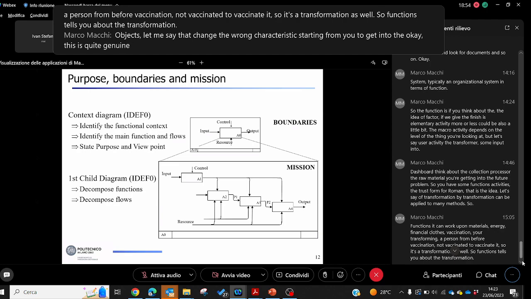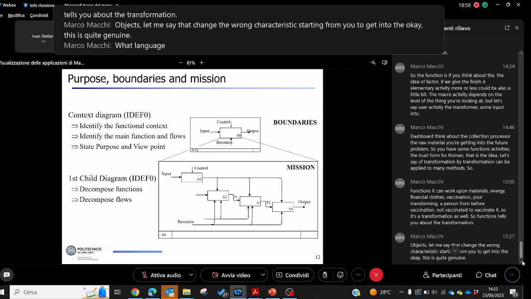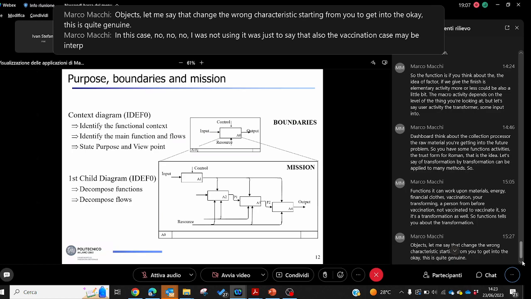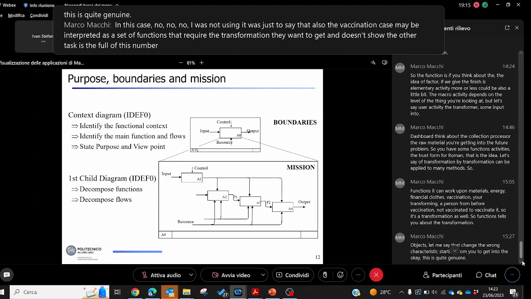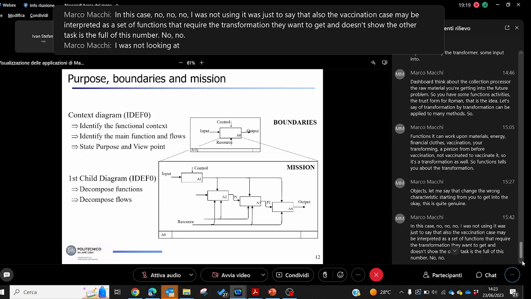For the case of the vaccination project, what language have you used in this case? No, I was not using it here. It was just to say that the vaccination case may also be interpreted as a set of functions that require transformation. Yeah, but again, I'm not sure about the other class. I was not looking at this detail. Okay.